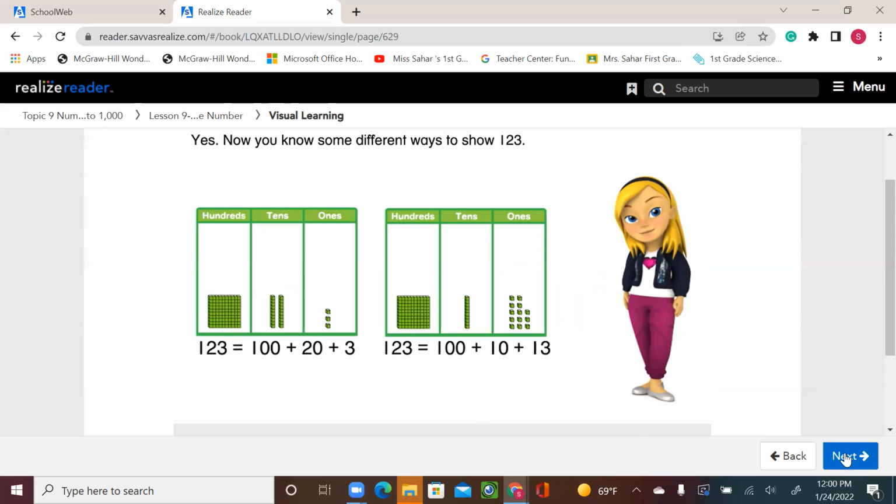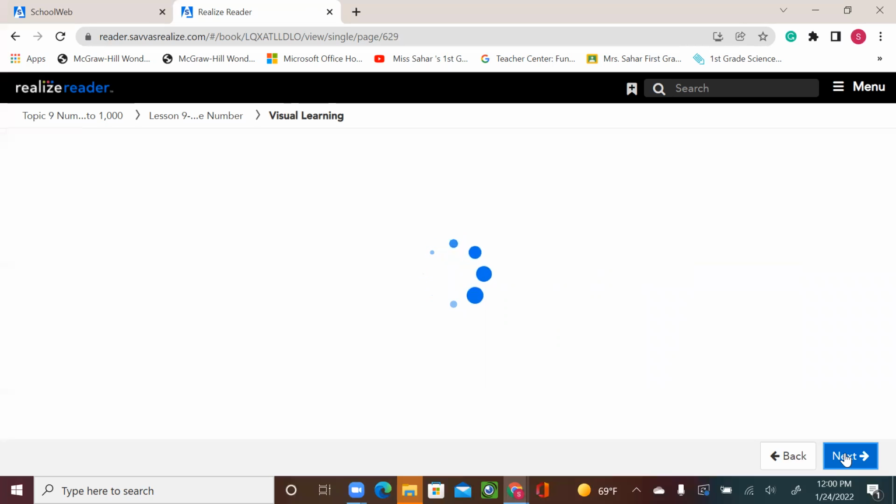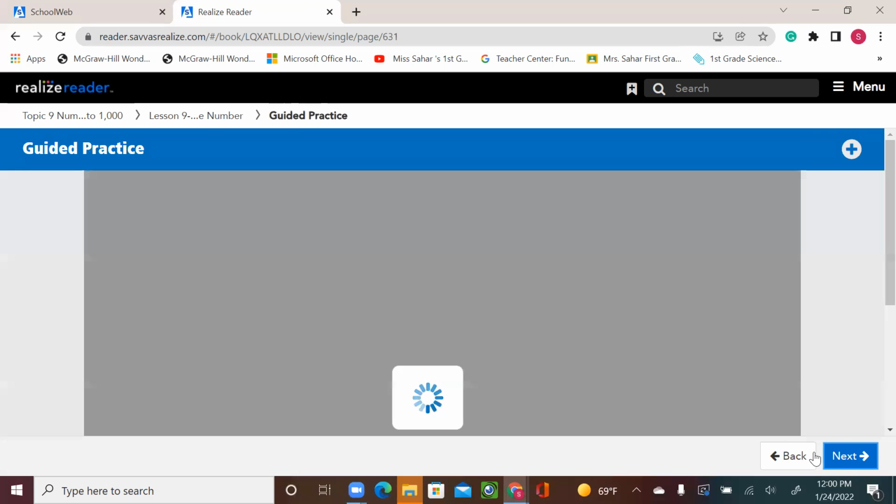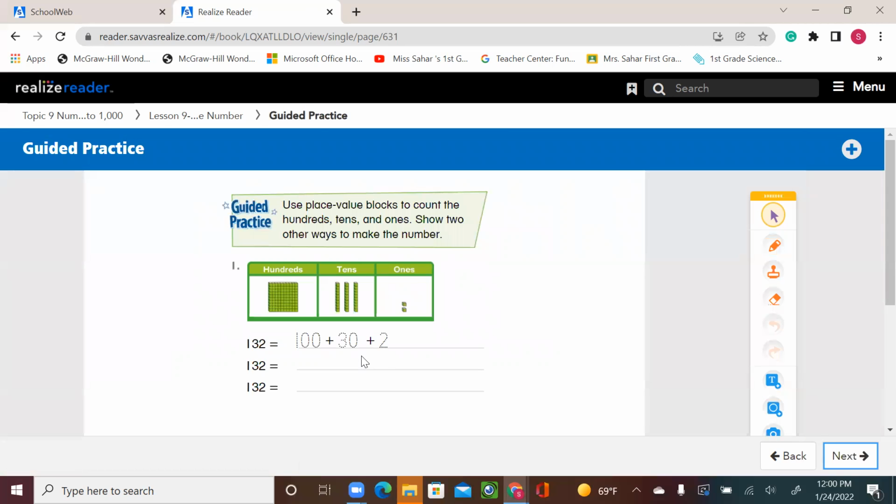All right, let's see our guided practice, page 394. Use place value blocks to count hundreds, tens, and ones. Show 2 other ways to make the number. So we have 100, 3 tens, and 2 ones. So it's 132. The first way they show is like the expanded form: 100 plus 30 plus 2. Do we have another way? Yes.